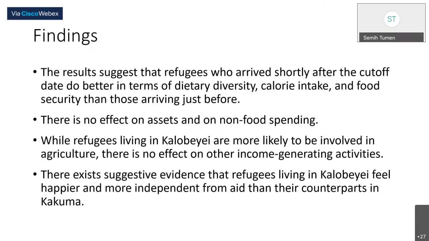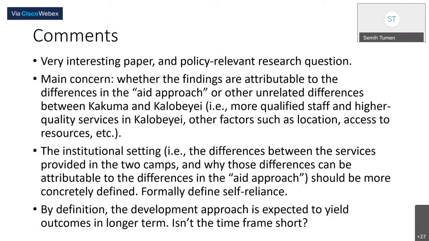So this suggests that the main channel may be this agricultural activity channel. And there also exists some suggestive evidence that refugees living in Kalobeyei feel happier. So in terms of subjective well-being, there is also a positive impact of the development approach. So my comments: I find the paper very interesting and very policy relevant. It is also very well written.